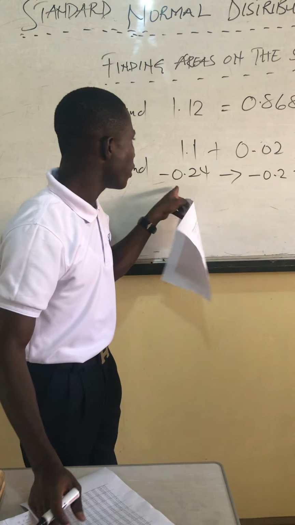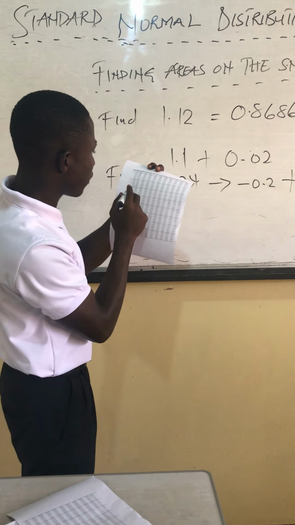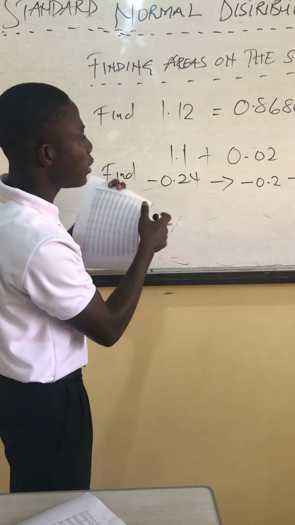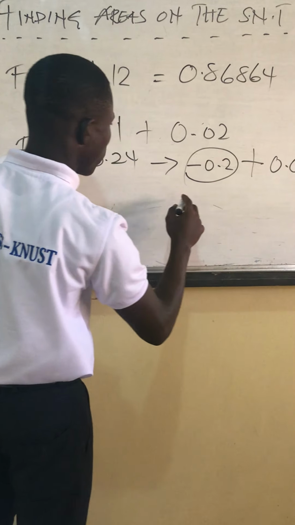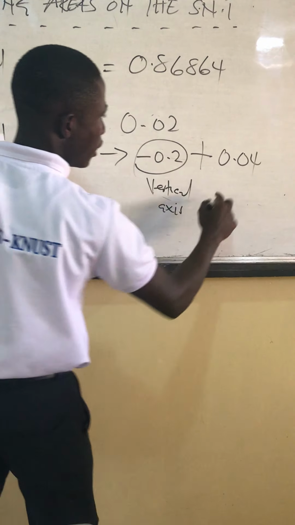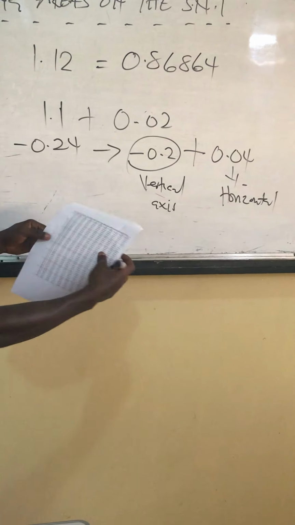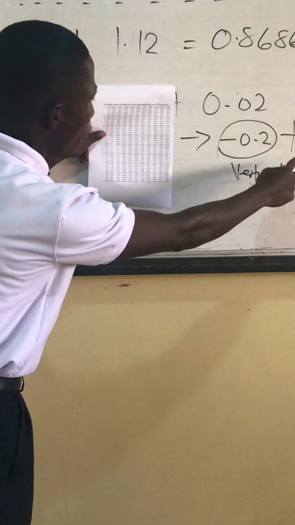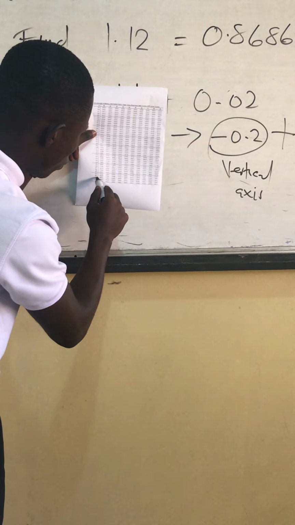So because this is a negative number, I have to take my negative table. So my negative 0.2 is here, and my 0.04 is also here. So this one, the first one on your vertical axis, and here on your horizontal. Okay, so negative 0.2 is here, and 0.04 is also here. So you trace from 0.04 down. This 0.2, so where they intersect.